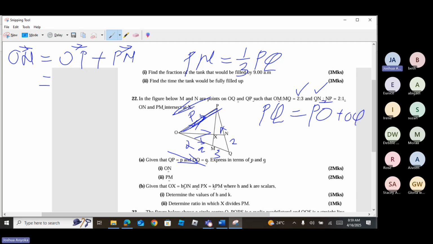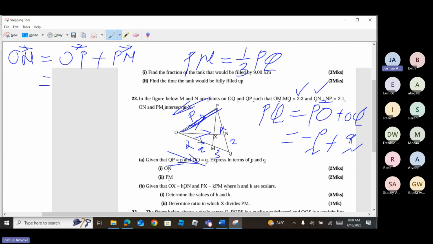Plus OQ. And PO is against the direction, so it is minus P. OQ is Q. So we are moving against the direction PO. The initial vector we had is OP, so PO is negative P, and OQ is vector Q.